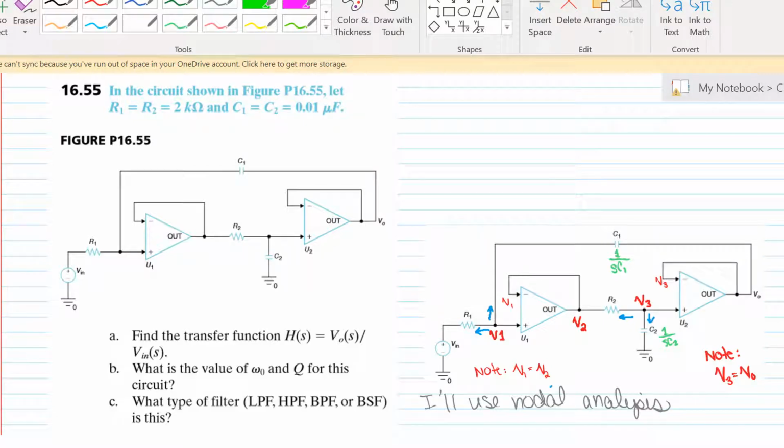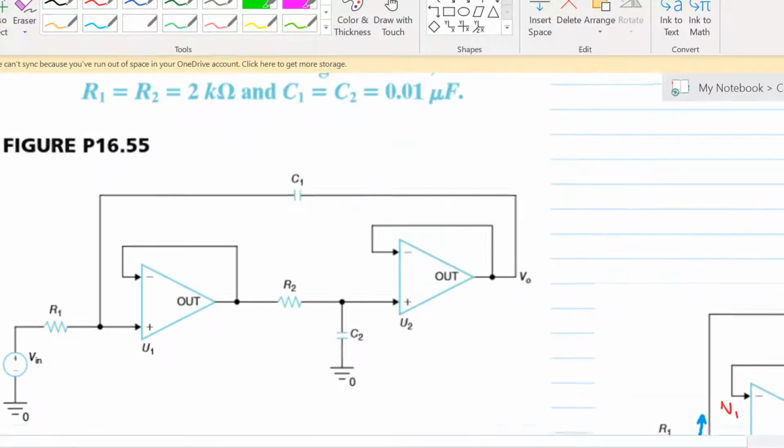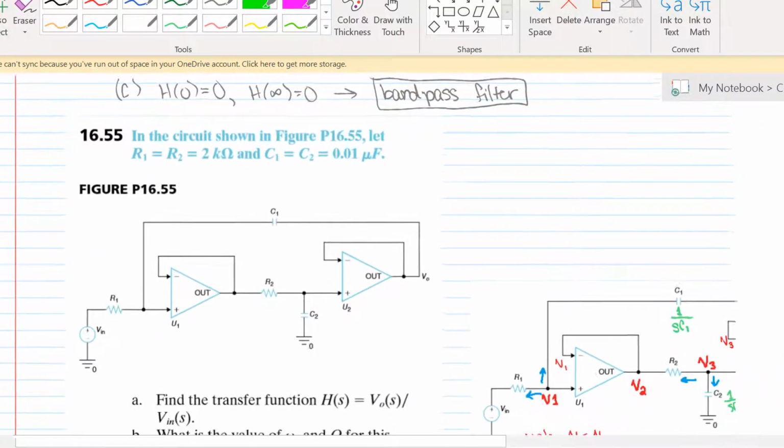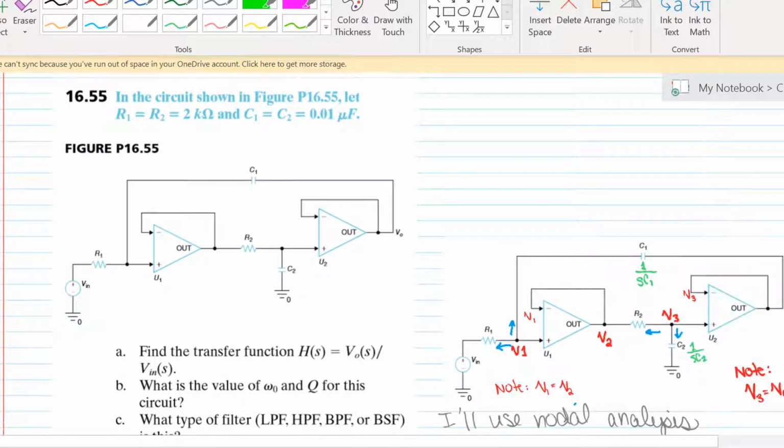Okay, I don't normally like to do homework problems in videos, but I found this one to be kind of hard, so I thought I'd go through it. I guess you still have to write it out. They told us this is 55, and they told us the values of R1, R2, C1, and C2.